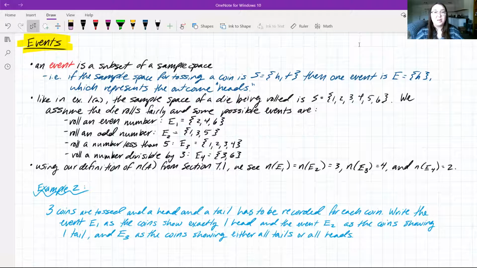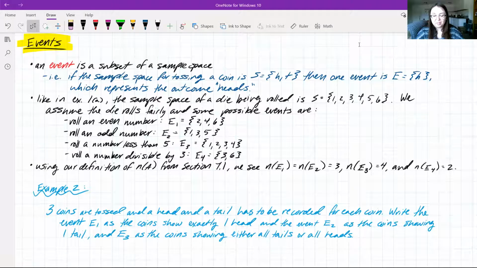So we have some possible events. So these are going to be our subsets. So let's say the odds we roll an even number. So that event, which we can call E1, is going to be the set of 2, 4, and 6. Then we can say, well, what if we roll an odd number? So that would be E2, or a second event, and that would be the set of 1, 3, and 5. Then we have roll a number less than 5. So our third event, or E3, is going to be the set of 1, 2, 3, and 4. Then we have roll a number divisible by 3.